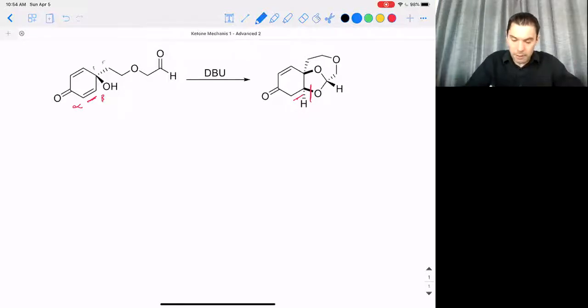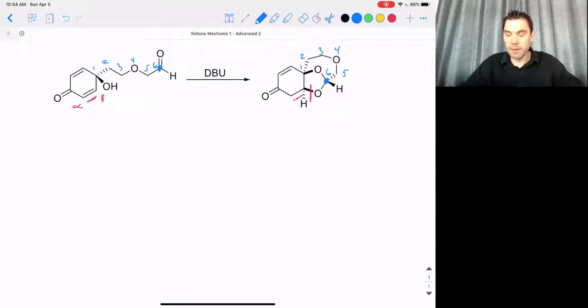The next thing I want to do is look at the rest of my molecule, and I often find it helpful to number the atoms from where I'm starting. So if I start there, I can go 1, 2, 3, 4, 5, 6. And that's actually a really big help in this problem because it lets me identify this carbon as being this carbon in the starting material.